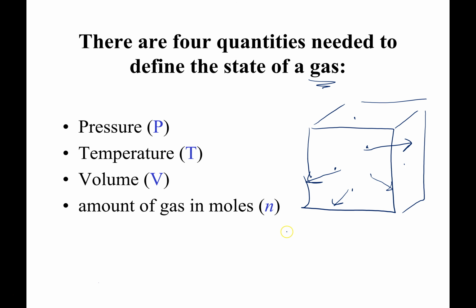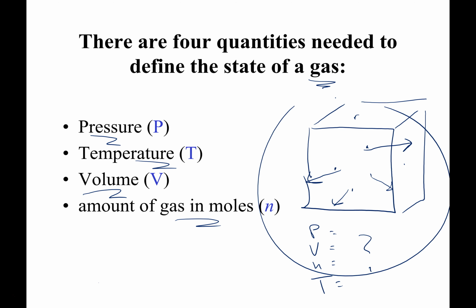But the four things we need to describe those gas particles are the pressure, the volume, the number of moles, and the temperature. I usually put them in this order: pressure, volume, number of moles, and temperature. Whatever that is describing that gas. Now I want to take the next few slides to focus on just the pressure. What do we mean by pressure? We need to talk about units and all that.